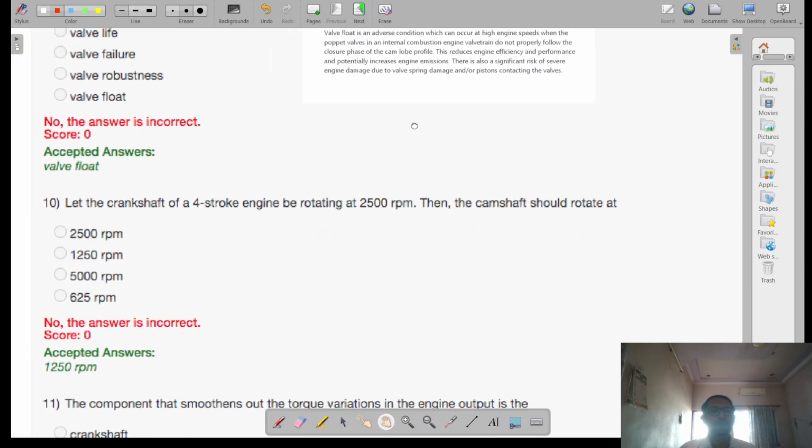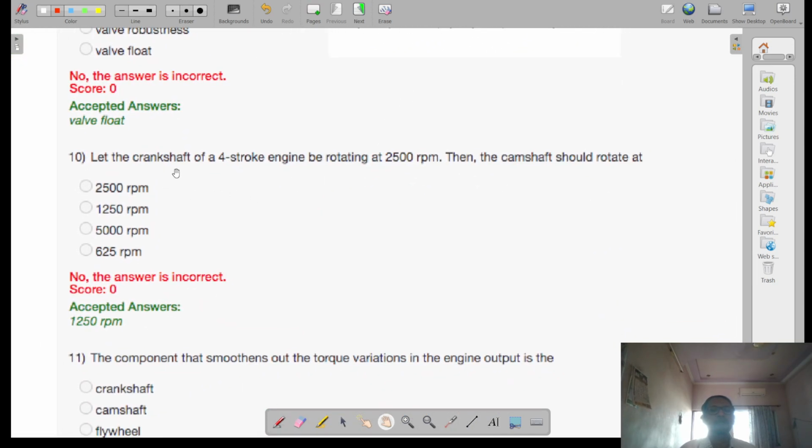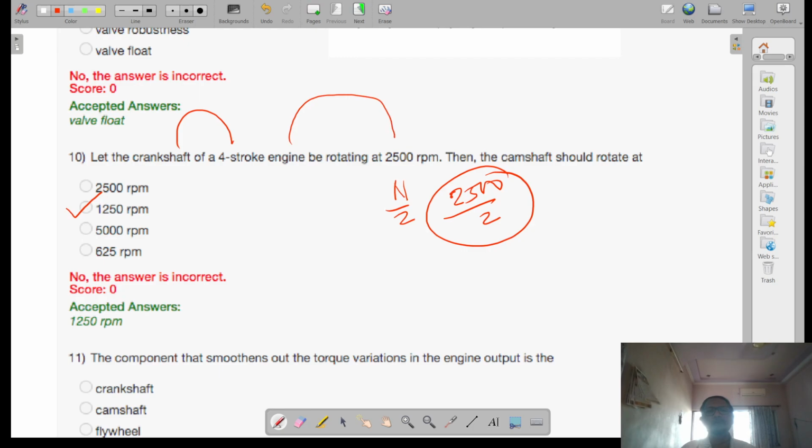Next, your question is, let the crankshaft of the four stroke engine be rotating at 2500 rpm. The camshaft, generally when it is a four stroke engine, should rotate at N by 2, means 2500 divided by 2. That means your answer should be 1250 rpm. Just remember, when the crankshaft of the four stroke engine is rotating at 2500 rpm, the camshaft should rotate at a speed of N by 2.